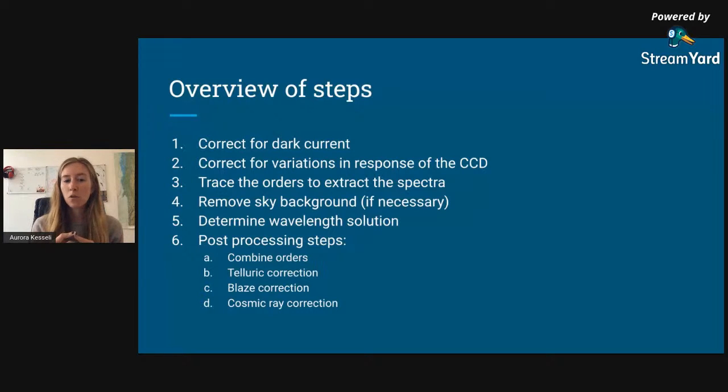So we can combine orders to make a single spectrum. We can correct for Earth's atmosphere, or the tellurics. We can correct for any shape of each order, which is called the Blaze function or a Blaze correction. And then we can correct for cosmic rays. And so this is what we'll be talking about today.